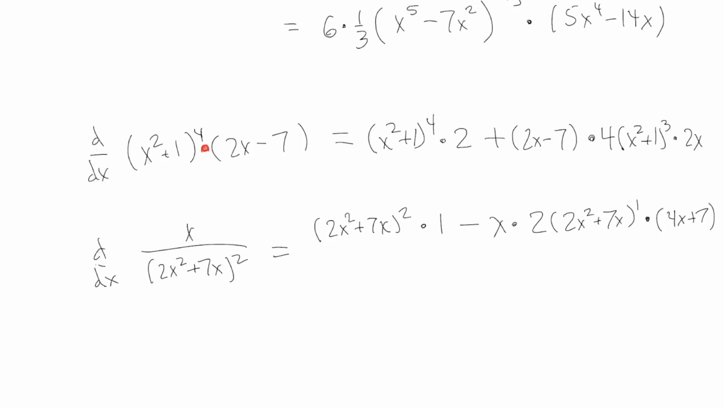This is almost done. Remember, I'm doing the quotient rule here. So that was the bottom times derivative of the top minus the top times derivative of the bottom. And then I have to go all of this over the bottom squared, which is 2x squared plus 7x, squared, like so. The end. That's a complicated one, in my opinion.